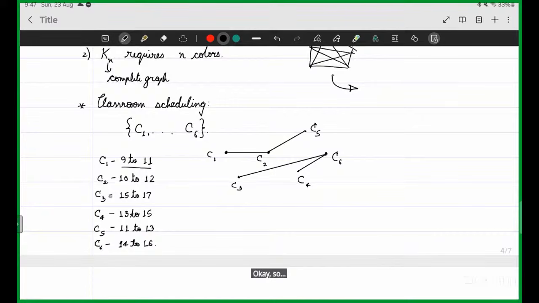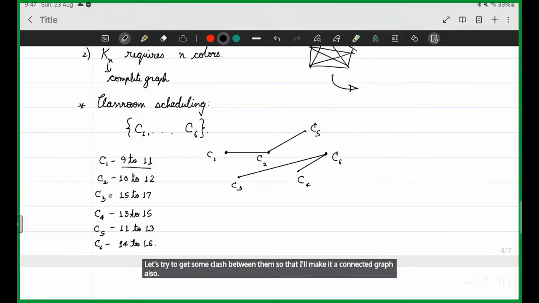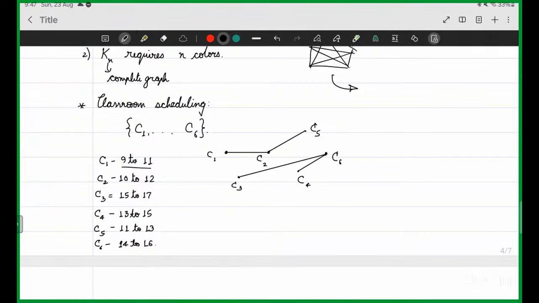So in this case, it's a disconnected graph. Individually, the components, let's try to get some clash between them so that I will make it a connected graph also. Okay, let's maybe leave it over here. Now, I just want to tell you why coloring makes sense in this context. So let's go about it.